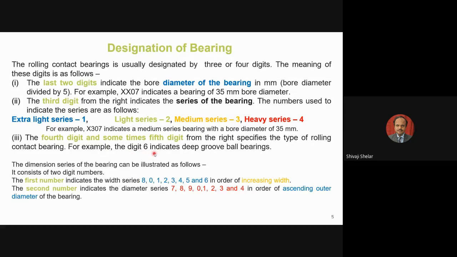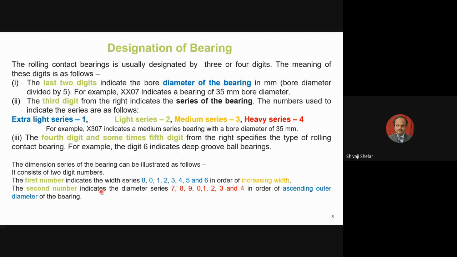Similarly, a different indication for self-aligning bearing: 2 is indicated. So 6 indicates deep groove ball bearing. In this we have 6207, which means it is a 62 series bearing with 35 diameter. 6207 means it is a deep groove ball bearing, having light series, having 35 mm diameter.